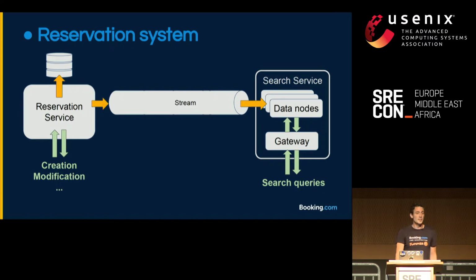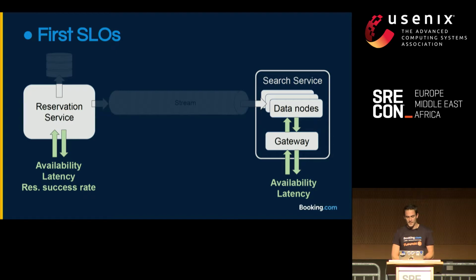So we needed to define SLOs. We're here for that, so let's do it. We started, and this is our first SLOs. We basically monitored our service as we would monitor any HTTP service. We just put availability, latency, and some kind of success rate. When you create a reservation, it can fail, it can succeed. It's not depending on your service, as you have many, many things going on behind. So those are the four or five SLOs we got.